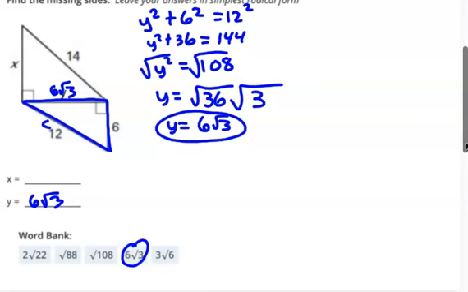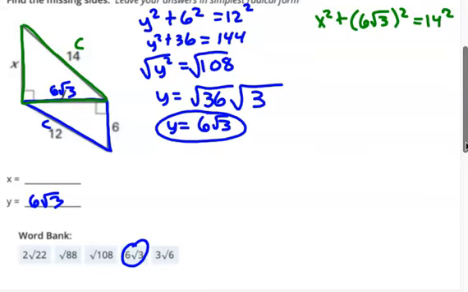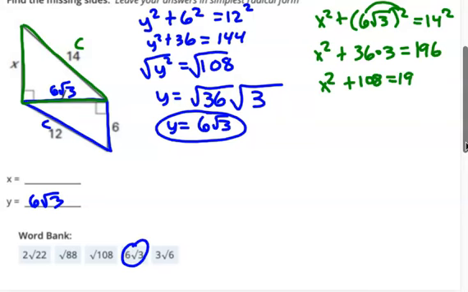Now that we know that that's 6 square root of 3, okay, now we have enough information to find x with the Pythagorean theorem. Okay, so what that is, 14 is c for this one. So I have x squared plus, and this is going to be tricky, but 6 square root of 3 squared equal to 14 squared. Okay, x squared. So what happens here is the squared is going to go to both of these things. 6 squared is 36. Square root of 3 squared, that's square root of 3 times square root of 3, which is 3, okay, equal to 14 squared, which is 196. So what we have here is x squared plus 108 again, equal to 196.